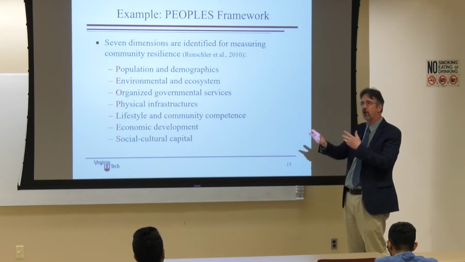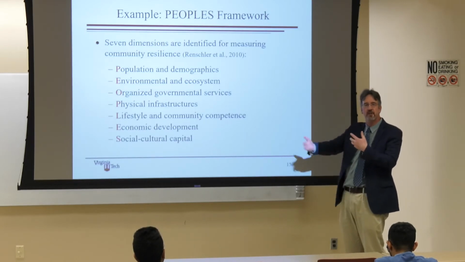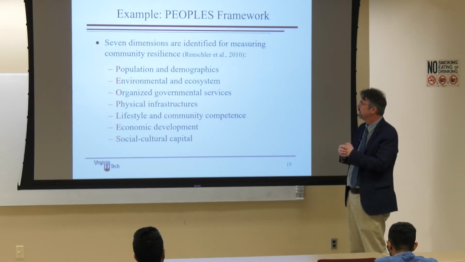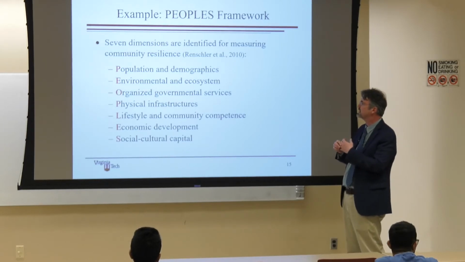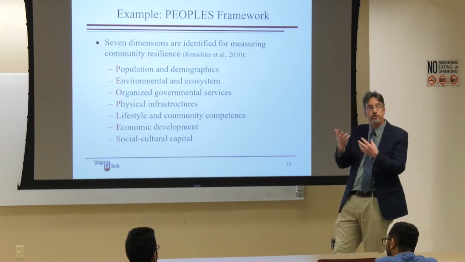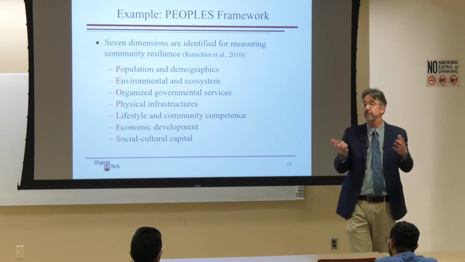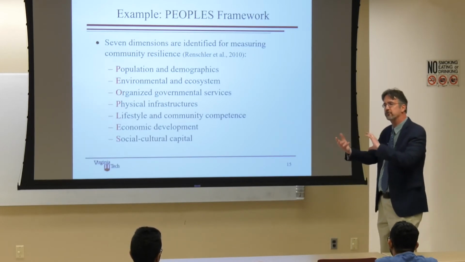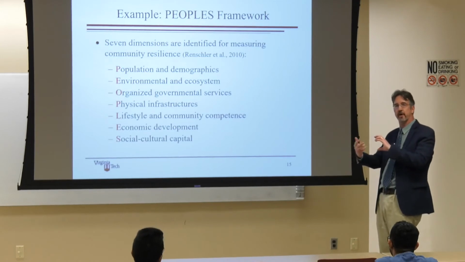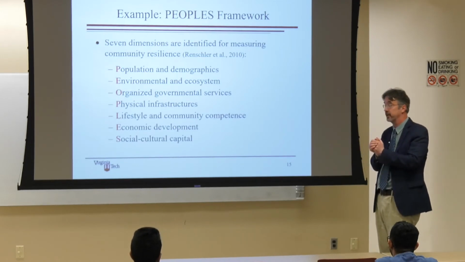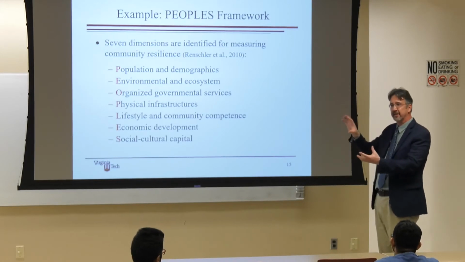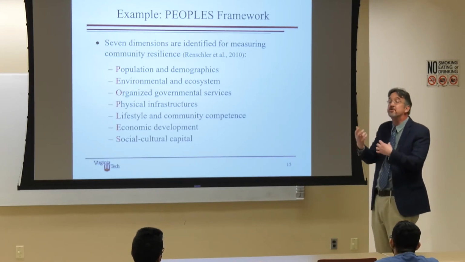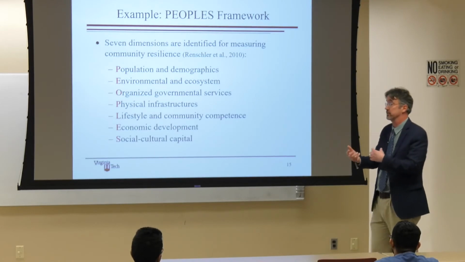Lifestyle and community competence. What's the quality of life? How many people are involved in volunteering for organizations and part of local government? Economic development. How strong is the economy of that given community? And then the social cultural capital is things like how many people go to church and how strong is their faith-based group and how good connections do they have to one another to get at this issue of unity. And they've done a lot of work at really trying to be pretty complete at what these different dimensions are of a community being resilient.